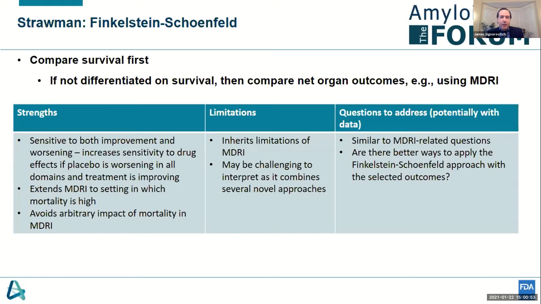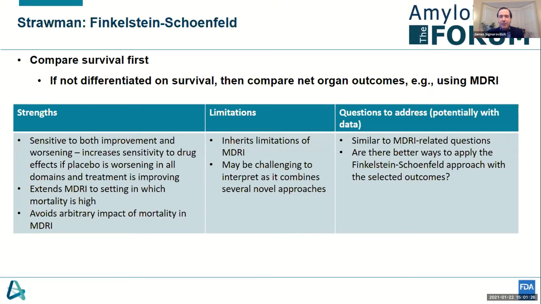And this one, we thought about it kind of requires a hierarchy on the endpoints that are included. And what we thought about is using survival at the top of the hierarchy. And then if patients are not differentiated on survival, using something like a multi-domain responder to further differentiate that. And the reason for that is it wasn't clear how to put the organ systems into the type of hierarchy that we thought was needed for Finkelstein-Schoenfeld.